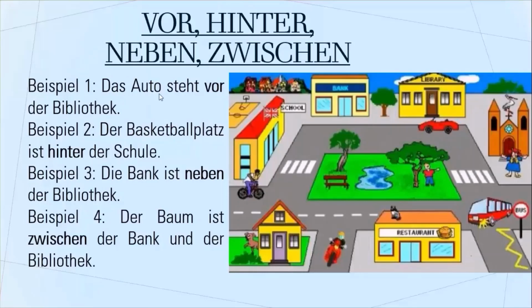Das Auto steht vor der Bibliothek. The library is die Bibliothek, and the fact that the car is parked or it is positioned before the library shows the dative case. So stehen not only means a sense of standing but also in the sense of being present or being positioned somewhere.